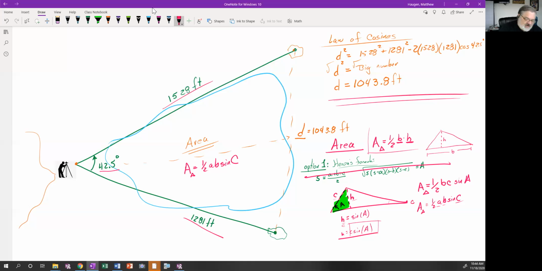But. So if we wanted to find this area, 1/2 of the 1528 times the 1281 times the sine of 42.5 will give us a nice value for that area, which should equal what you would get from Heron's formula, but not be as tedious. Can anybody find that value for us?